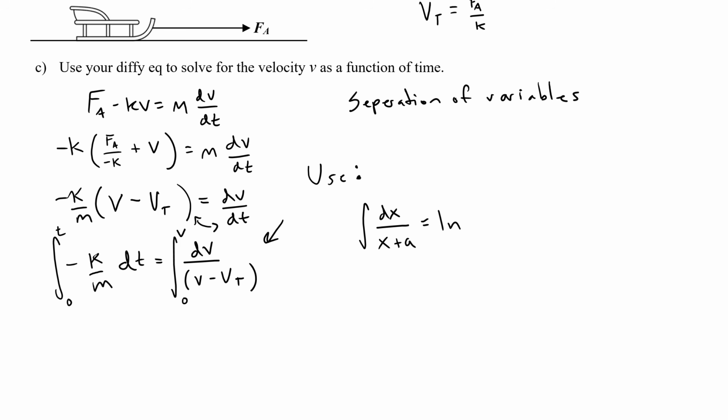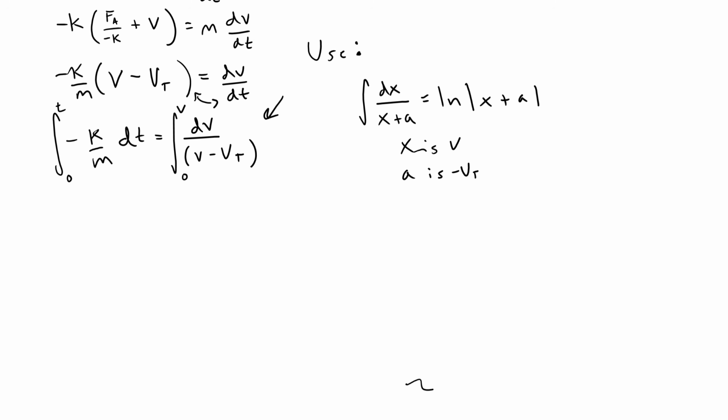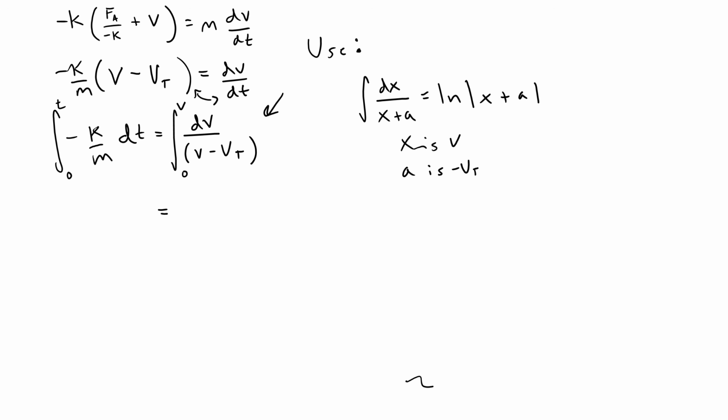This will be equal to the natural log of x plus a. So you don't have to memorize this equation, you just have to be able to use it. And basically, we've written our equation so that it's already in this good form. Instead of x, we have v, and instead of a, we have negative vt. So when I integrate the left side, what I'm going to get is natural log of v minus vt. That's it. Now I do have to evaluate that from 0 to v, which we'll do in a second, and it's a little gross. Now let's handle the left side.